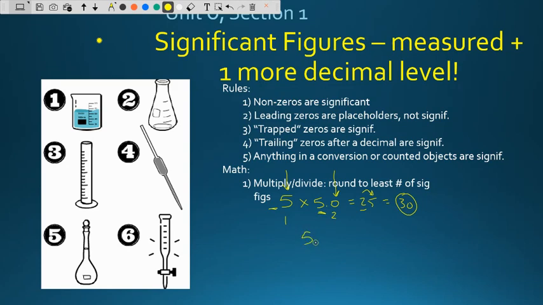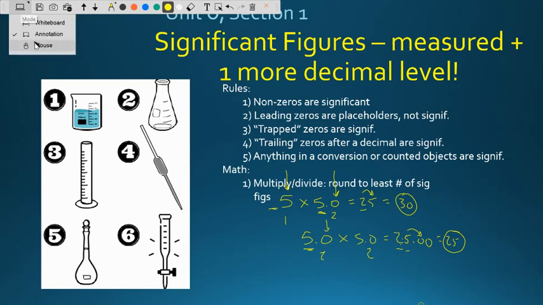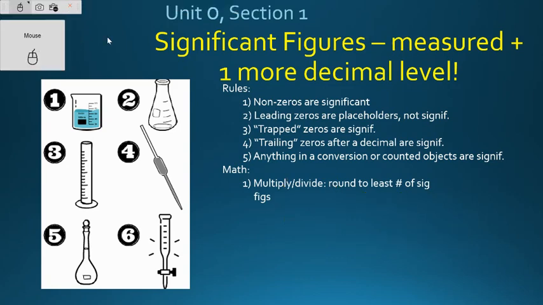But what if we took a measuring tool that we went 5.0 times 5.0? In other words, we have a measuring tool in both cases that everybody knows the ones place, and we're estimating the tenths. Well, I have 25.00, but here I have two significant figures. Here I have two significant figures, 1, 2. The next number is less than 5, and so now I have an answer of 25. So it's all to reflect the degree of accuracy of our measuring tools.